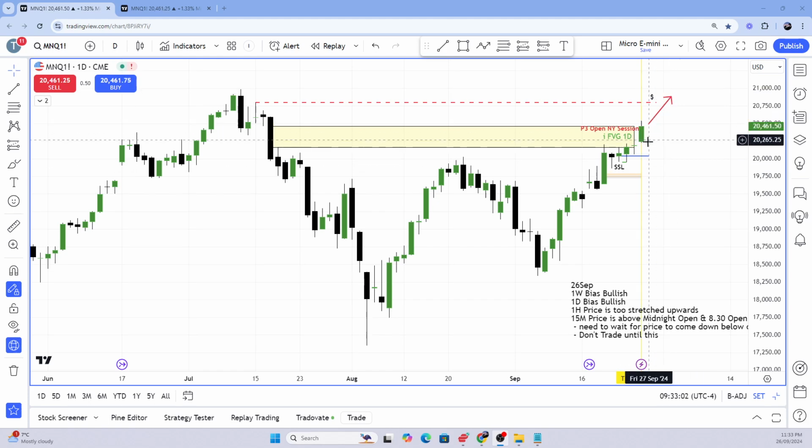So based on that narrative, we are expecting the daily bias to be bullish. If we are to take a trade today, we will be taking a bullish trade. Mainly we are looking at taking bullish entries. So let's now jump into the 1 hour chart.